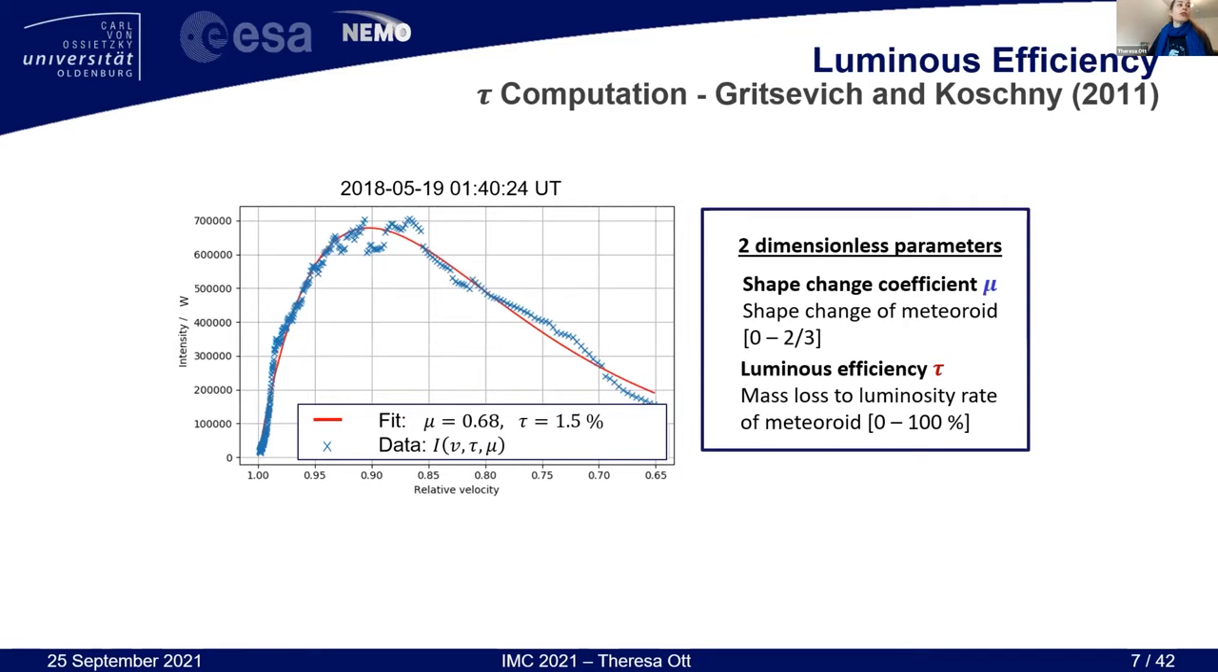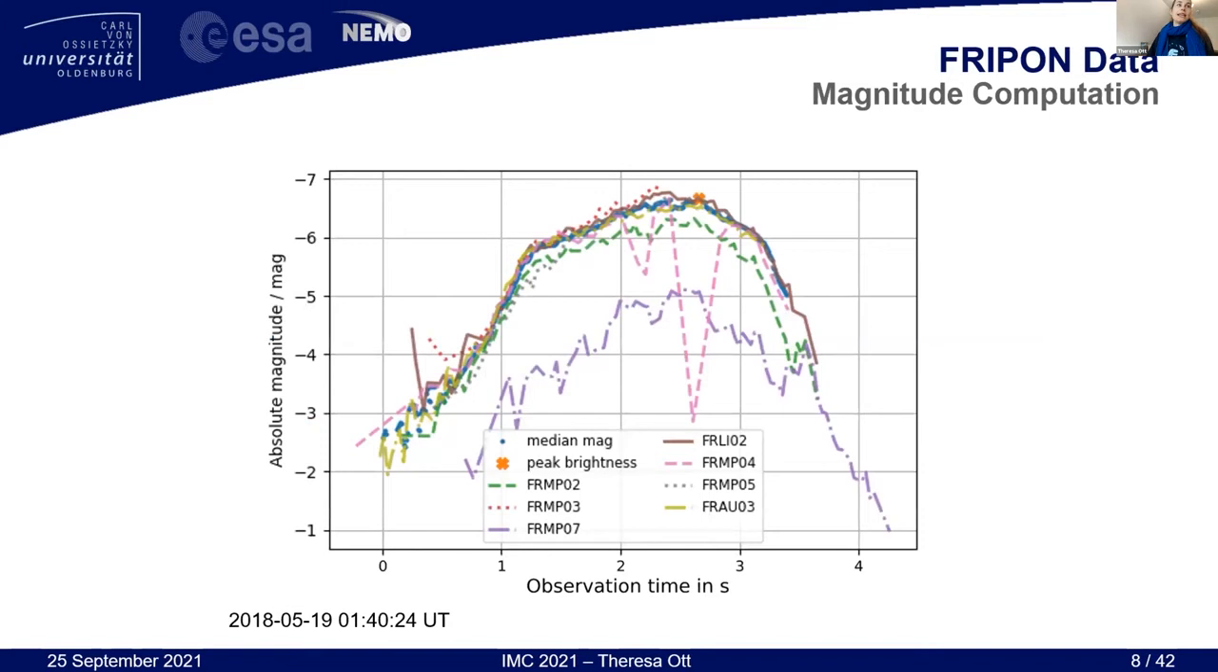Here you can see a light curve that was recorded by the FRIPON network. On the left, it's intensity over the relative velocity. The shape change coefficient is supposed to be between 0 and 2/3, and the luminous efficiency, of course, between 0 and 100%. They are found by using a least square fit to the luminosity data. If tau is smaller, it's correlated to a lower peak of the brightness curve, and the shape of the light curve changes with the shape change coefficient mu.